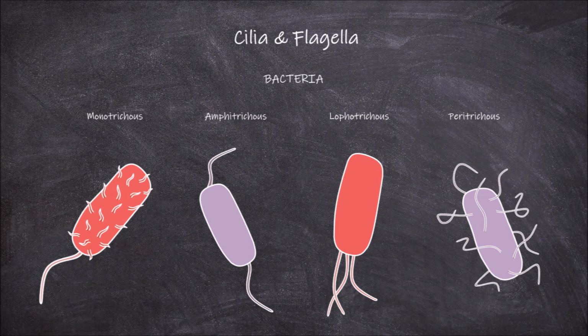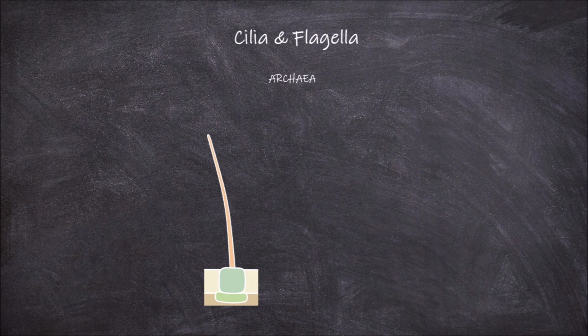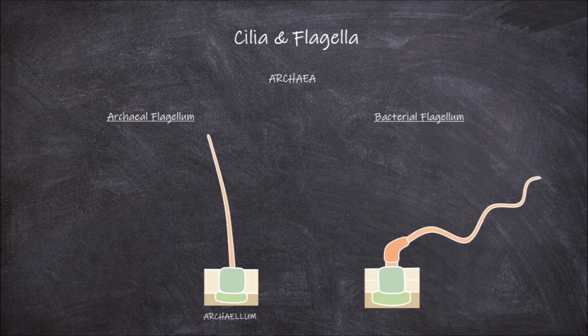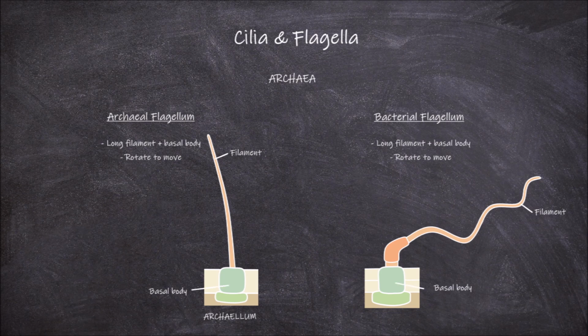The third type of flagella are those found in members of the archaea. These structures are known as archaella. The flagella of archaea are similar in appearance to bacterial flagella. They both have long filaments extending from the cell and a basal body. As with bacterial flagella, they rotate to move.